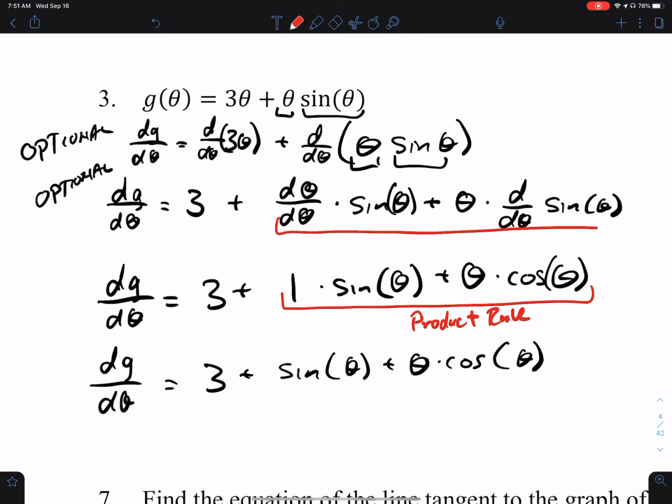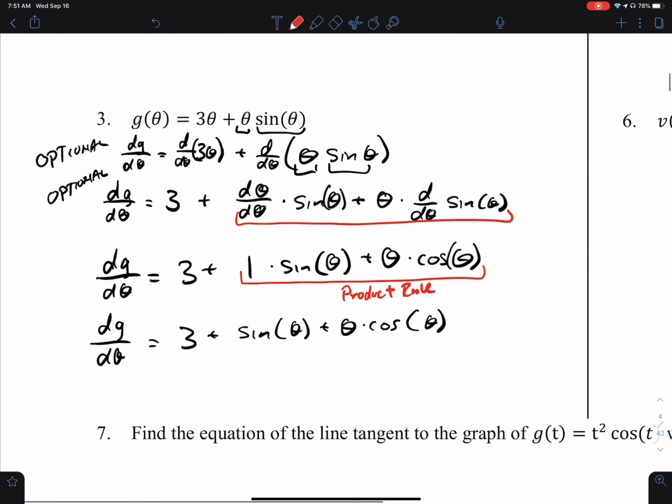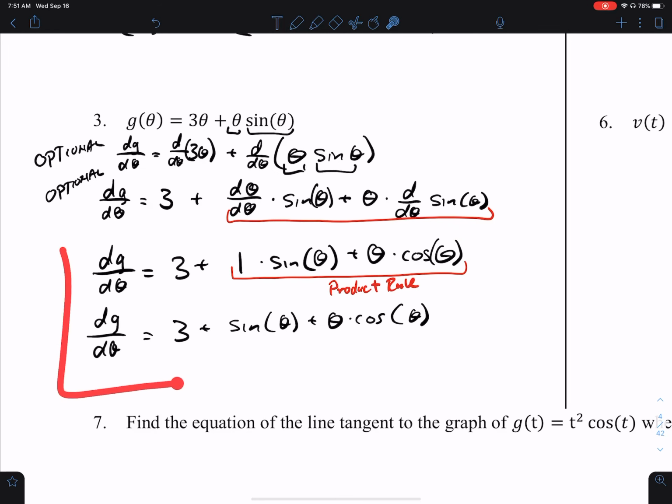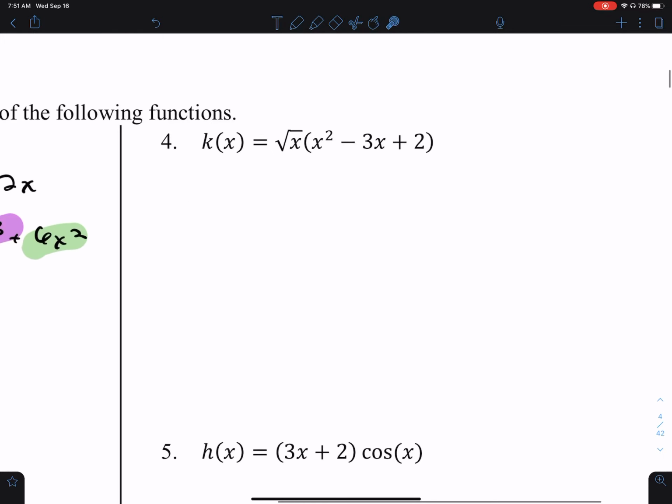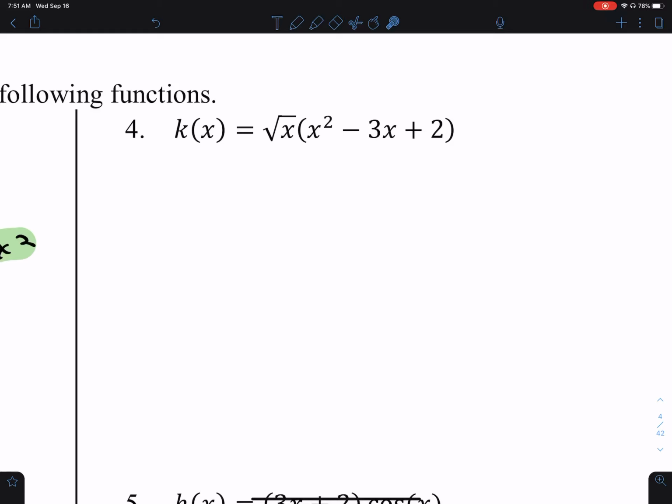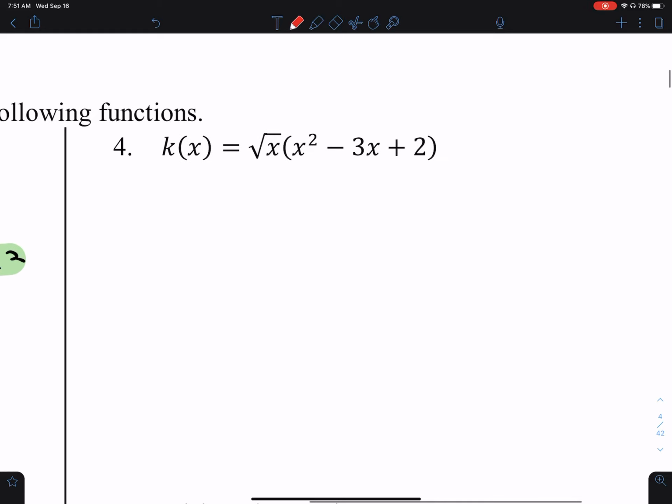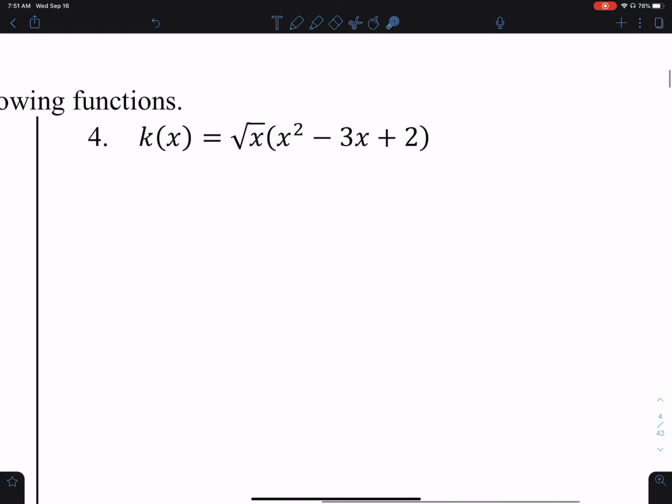As we did right here. Only 2 steps that are required are these steps right here. All right, number 4. This one's not going to be an easy one. And I say that because we have this little fella. I'm going to rewrite this as x to the 1/2.